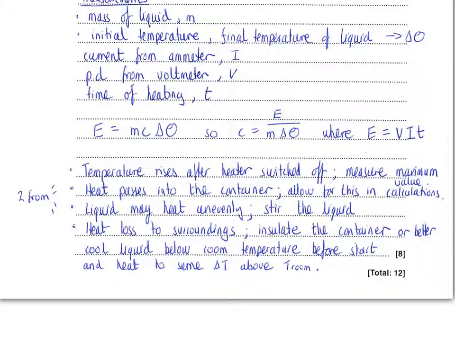We can do that by insulating, or the better solution to that is to actually pre-cool before heating to below the room temperature, to say 5 degrees below, and then heat it until we reach the same temperature above it. And that way, when you're below the room temperature, you have got additional heat being gained from the surroundings, but that's balanced off by the heat losses to the surroundings once it's above the room temperature. So that's probably the neatest solution to there. And 2 marks for that, so you only need to pick out 2 of those possibilities.